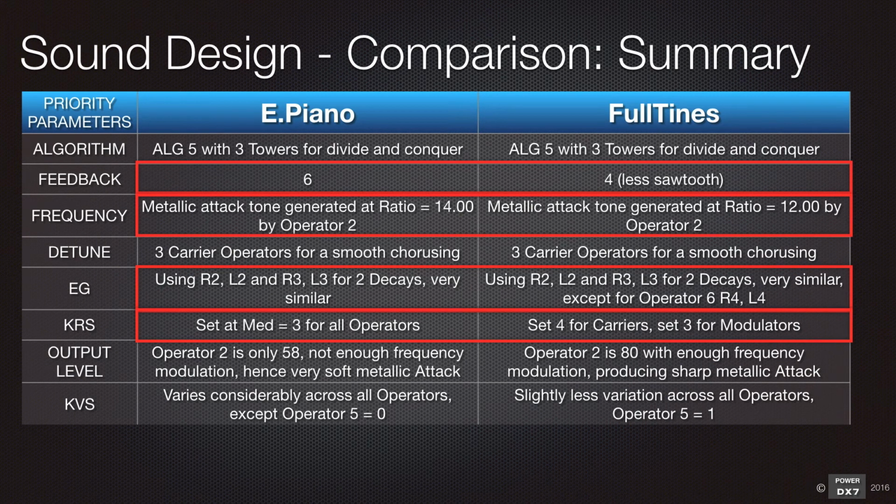Overall, Fulltines has shorter envelopes at higher notes. Output level of operator 2 for E.Piano 1 is very low, so producing softer electric piano sound. Overall, Fulltines has less variations of key velocity sensitivity.